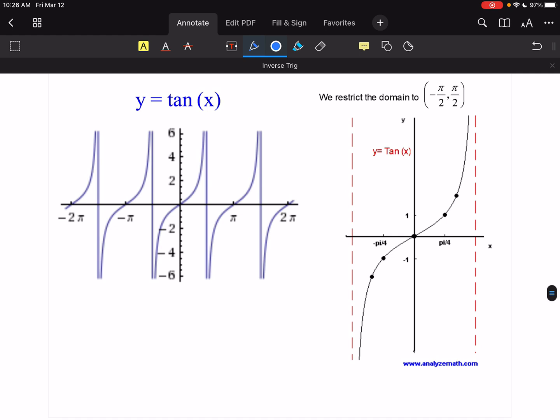Tangent. Again, these things are not one-to-one because they're periodic. They keep repeating themselves, and because of that, the horizontal line test will always fail. So restricting my domain, we go from negative pi over 2 to pi over 2. Now, it's important to note the difference here. We have parentheses, which means negative pi over 2 and pi over 2 are not possible answer choices. And again, that's because of my asymptotes.